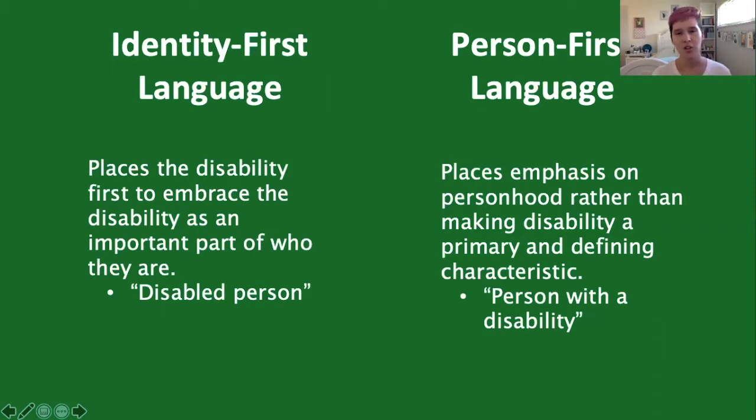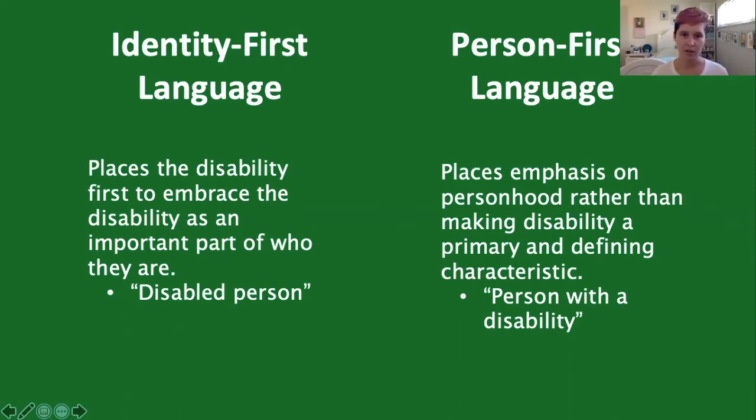So, oftentimes people aren't sure what language to use when discussing disability. So, there are two main ways to talk about disability. One is identity first, and one is person first. And they're both valid and they're both used for very different reasons. So, identity first language places the disability first to embrace the disability as an important part of who they are. So, this means referring to people as a disabled person.